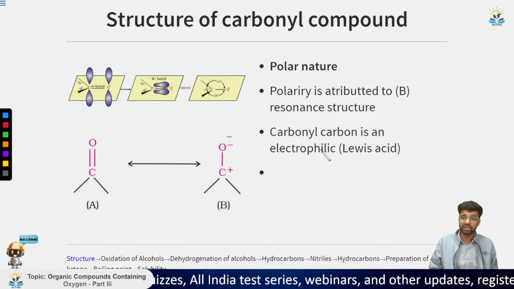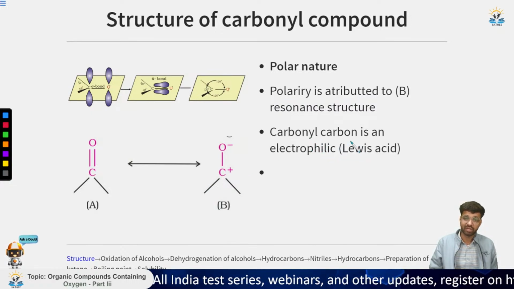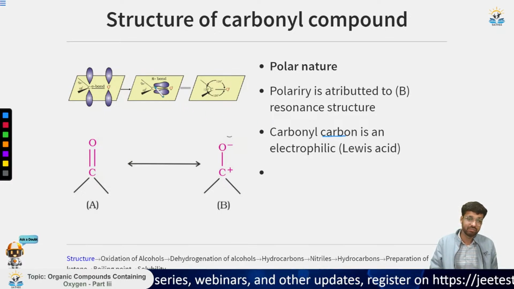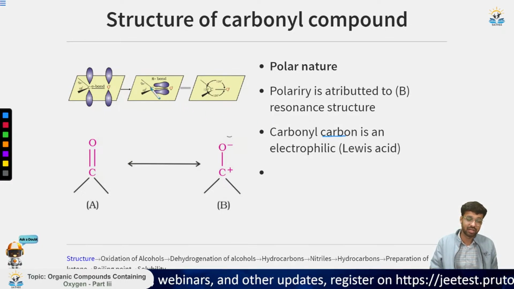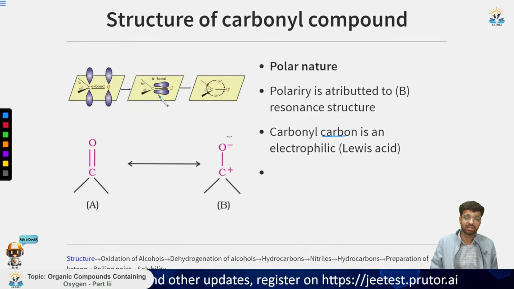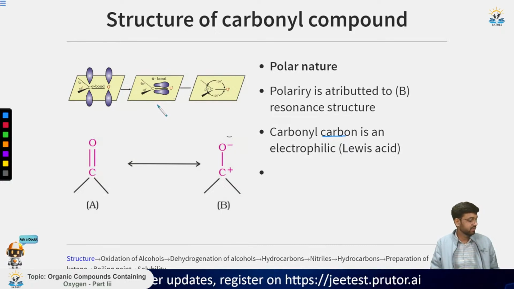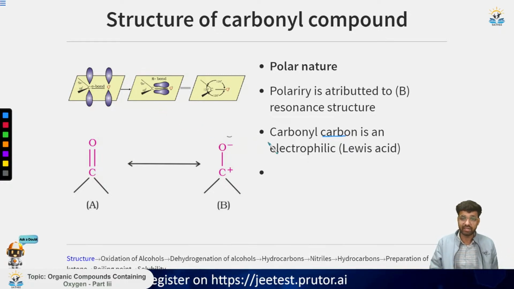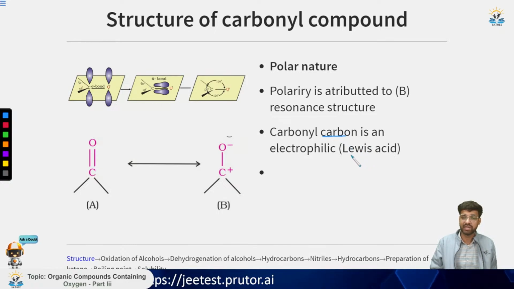Then the carbonyl compound is an electrophile. The carbonyl carbon is an electrophile. Why is it an electrophile? Because the electron density is less on this carbon. This can be seen from the pi electron cloud, which is less on the carbon side. So it has an electron deficiency as compared to the oxygen, and it will act as an electrophile. That means it will accept electrons, and something which accepts electrons is also a Lewis acid.